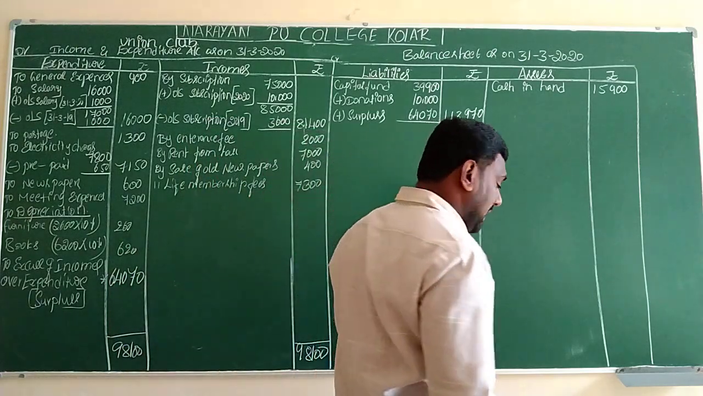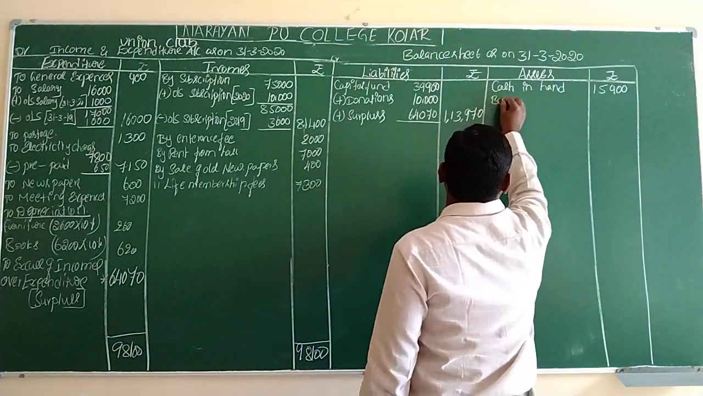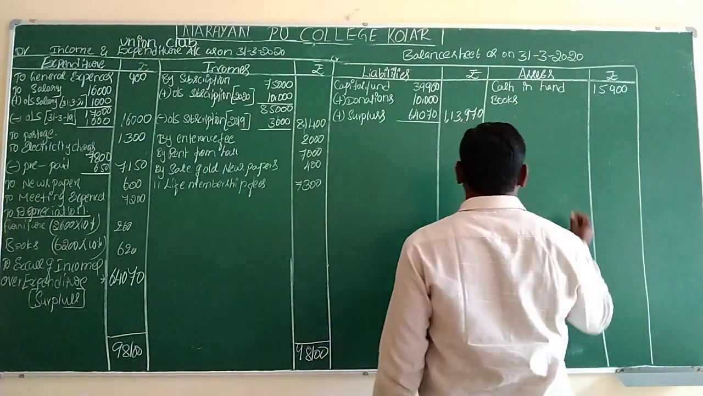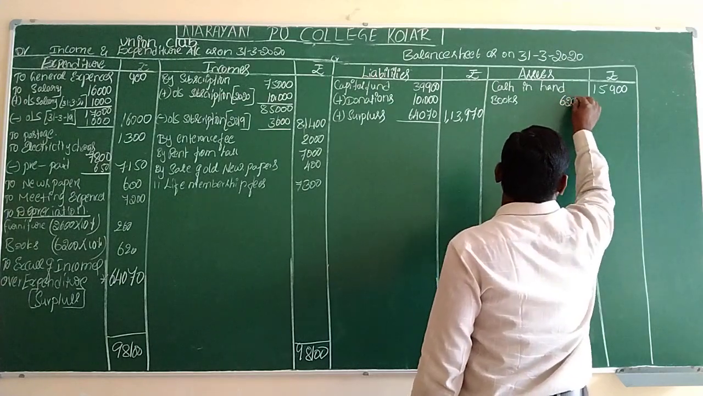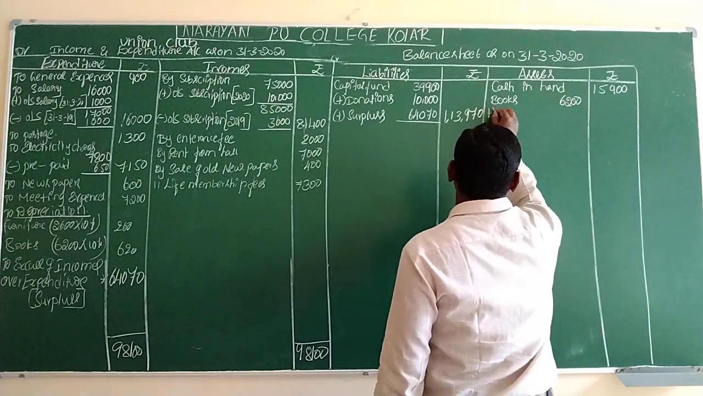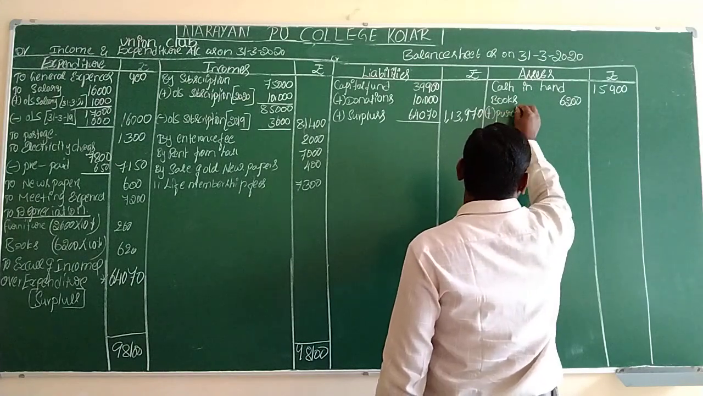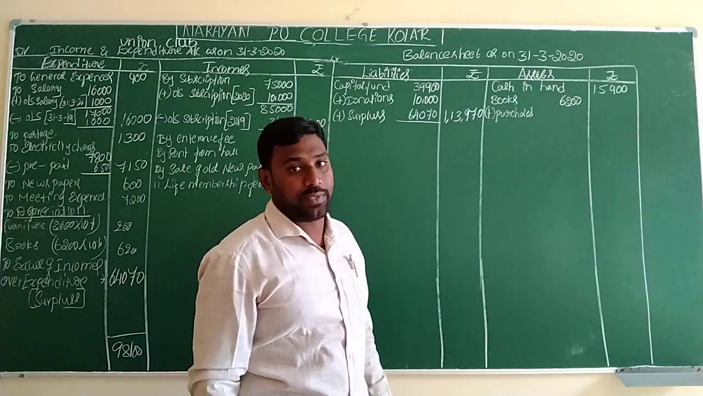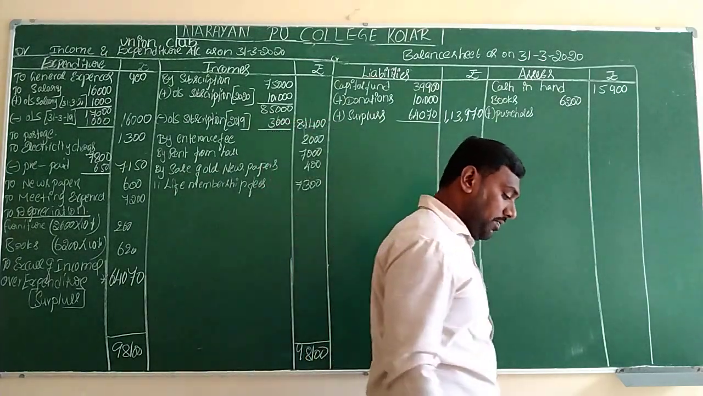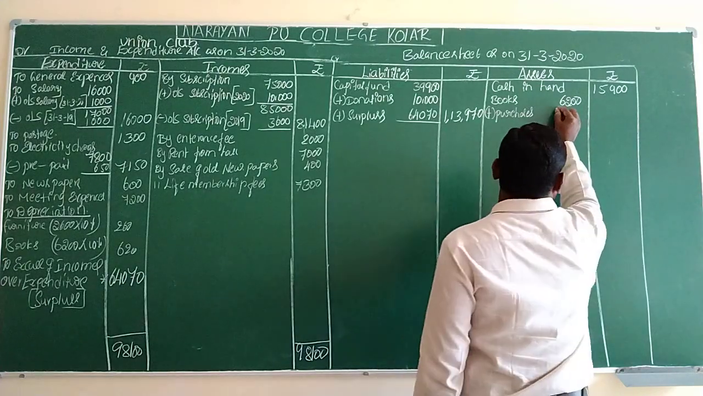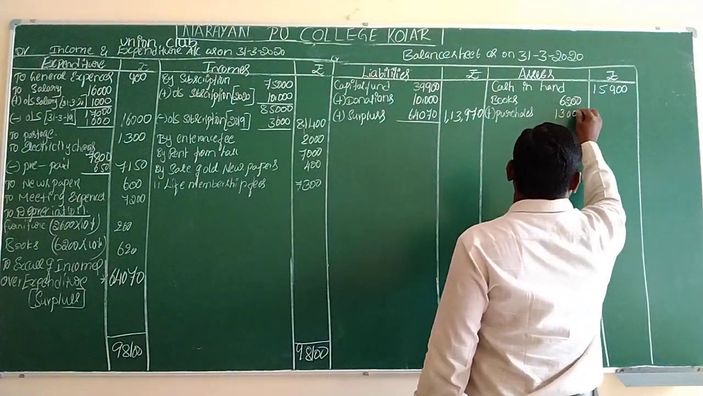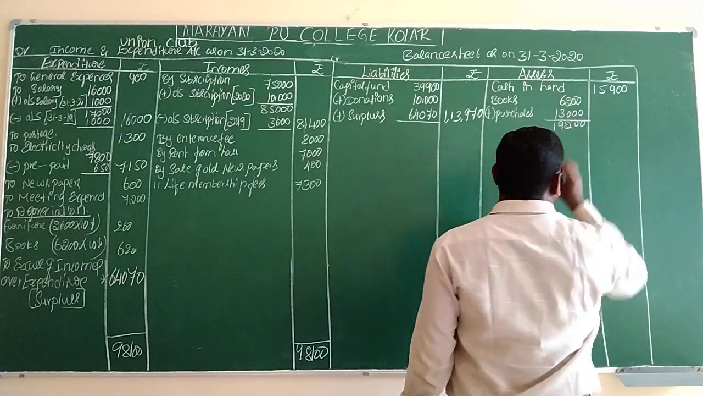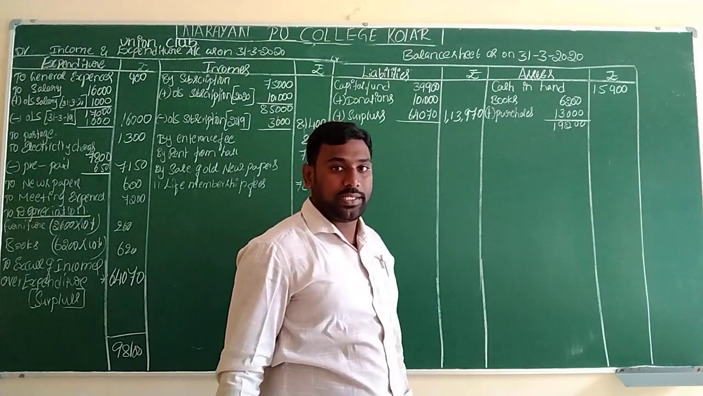After that asset, they have given books. The value of books is 6,200 rupees. We should write it in the inner column. And for this, add purchases. Here, purchases means the value which is available in the receipts and payments account. The books they have given, so 13,000. By making the total, 19,200 rupees is the value of books.